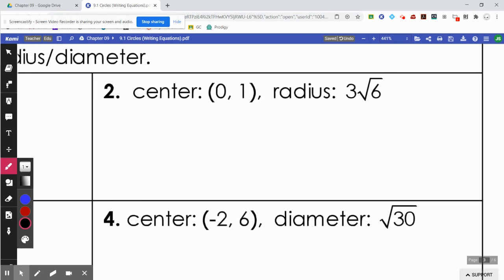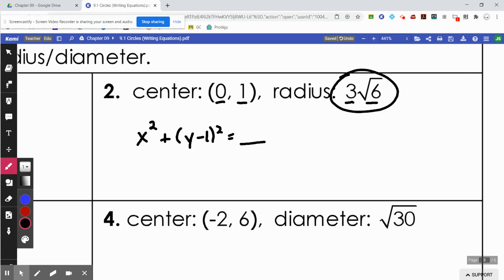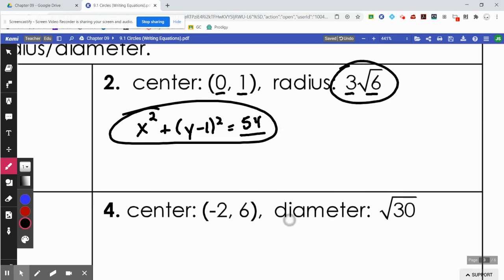So the next one, x minus h squared, this one has not been shifted, so we don't have to put plus or minus 0. It has been shifted up 1, so that'd be y minus 1 squared equals r squared. So right here we have to square the radius. So square the 3, square the square root of 6. That'll be a 9 and 6, which gives you 54. There's the equation of that circle.